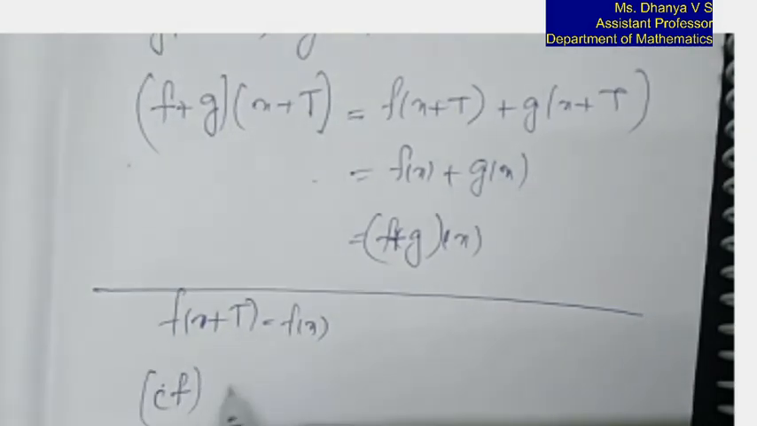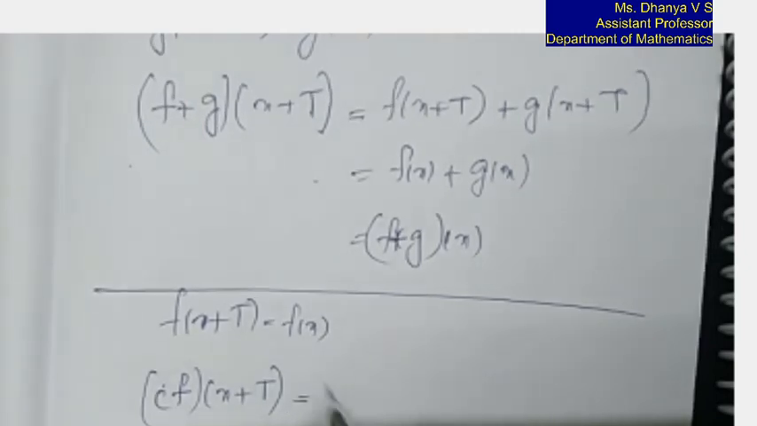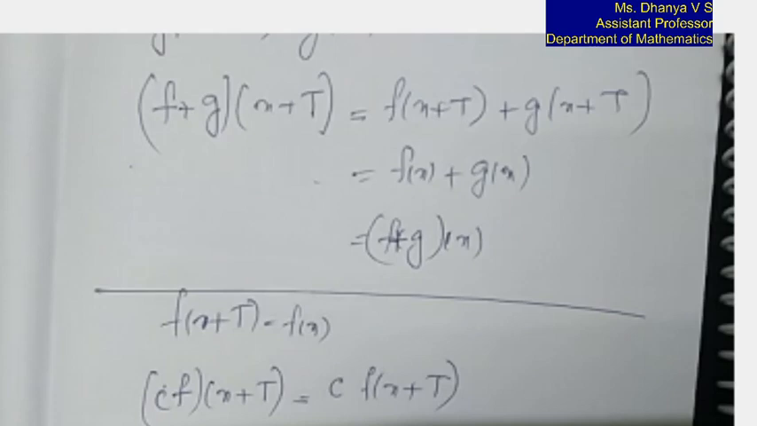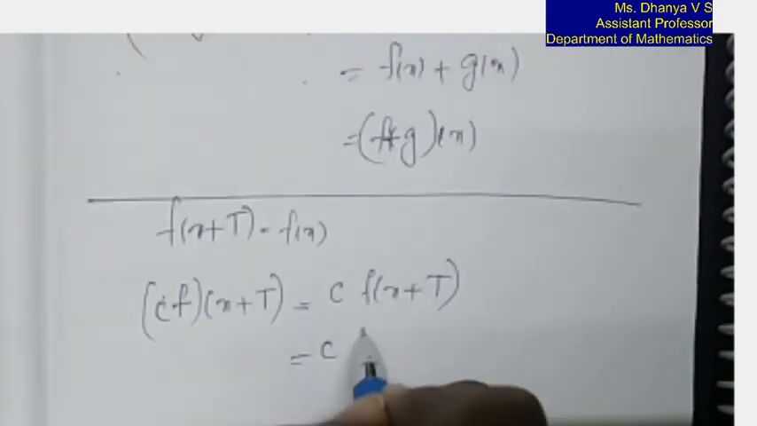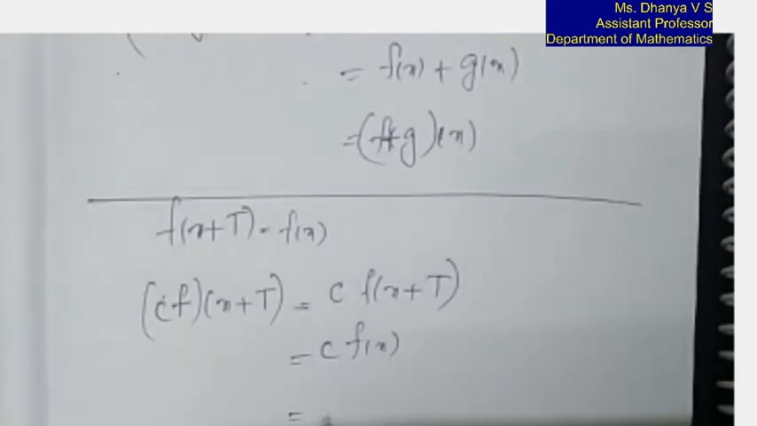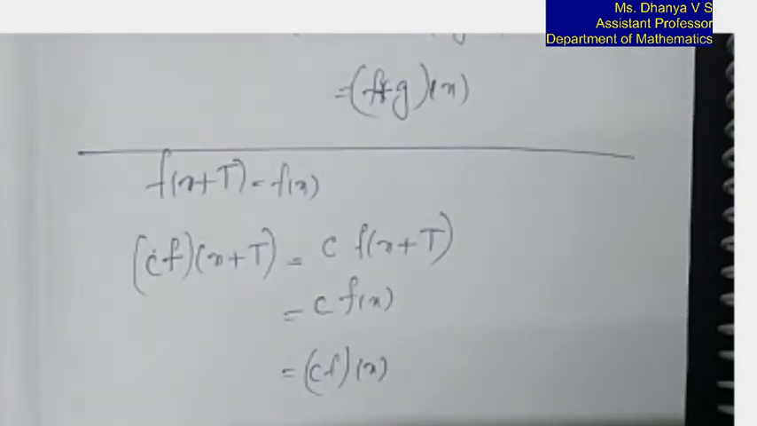So what is c times f of x plus T? We can take the constant outside, so this is c into f of x plus T. Since f is periodic, f of x plus T is f of x, so this is equal to c f of x. So c f of x plus T is equal to c f of x. That shows that a constant multiple of a periodic function is periodic.